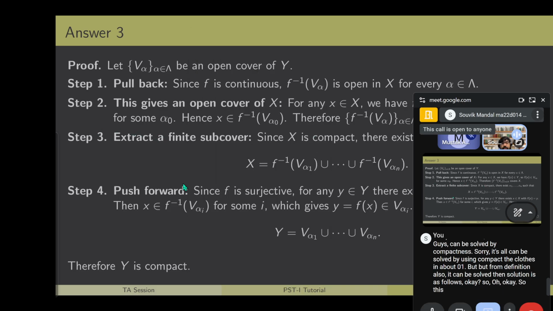So basically in this problem, we are choosing an open cover V alpha, and we are considering the corresponding inverse images f inverse V alpha. Now the union of f inverse V alpha gives an open cover of X. Now X has a finite subcover, so X equals the union of f inverse V alpha i, i equal to 1 to n. That implies Y is equal to V alpha 1 union up to V alpha n. That is, Y is compact. So that is the argument.